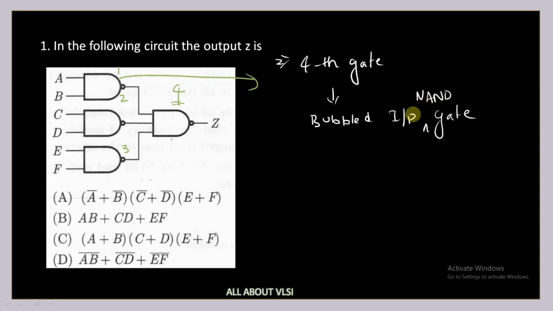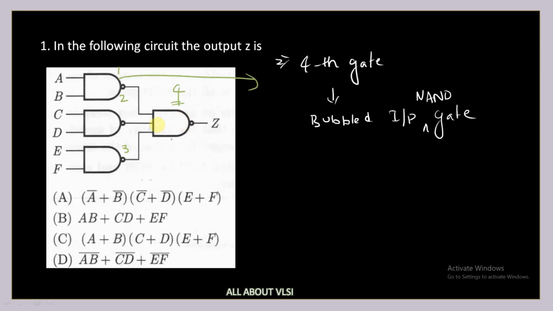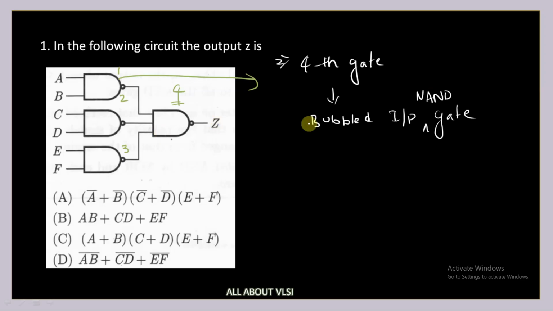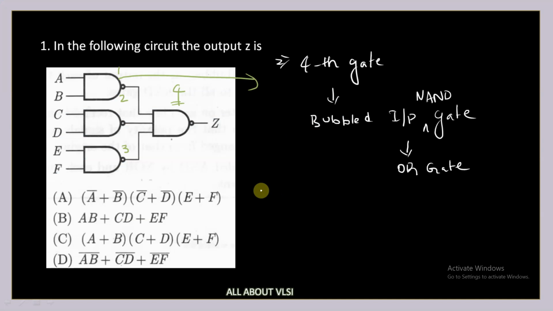So what is a bubbled input NAND gate equivalent to? It is equivalent to an OR gate. So can I replace this NAND gate with my OR gate? Yes, since it is my bubbled input NAND gate, it is equivalent to an OR gate. So I'm just simply removing the bubbles, and I'm simply replacing the NAND gate with my OR gate.